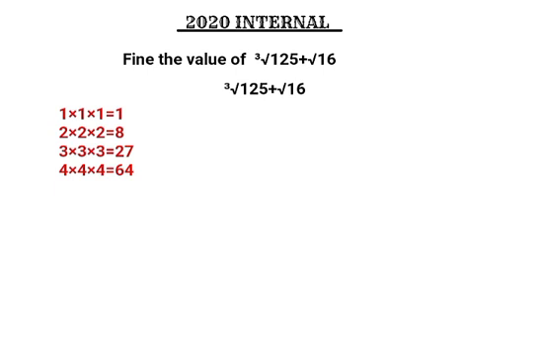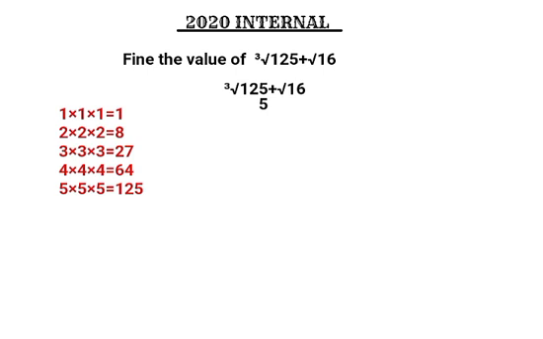We want to find the cube root of 125. Okay, so 5 by 5 will give us 25. 25 by 5 will give us 125. Therefore, the cube root of 125 is 5. So we're going to write 5 there.